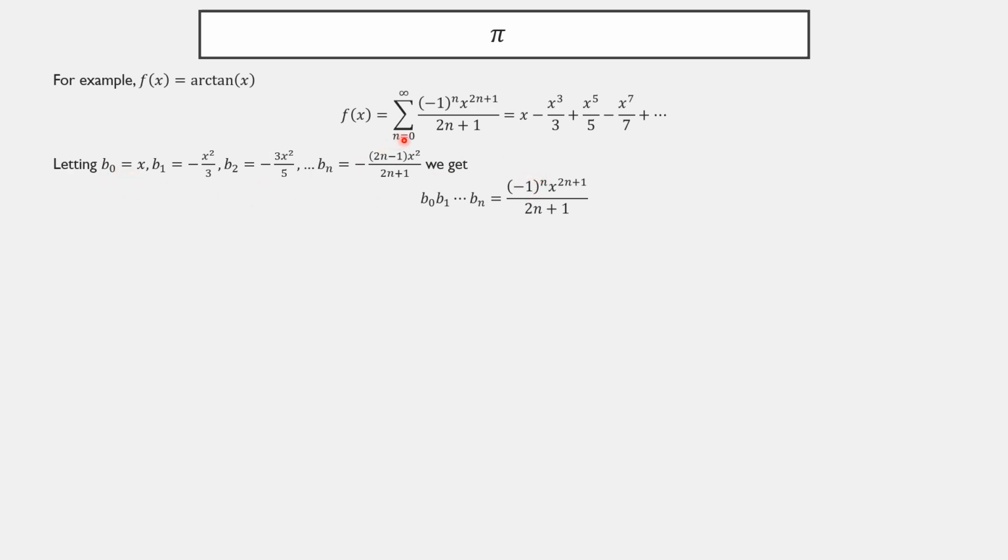How many x's? 2 of them for index 1 through n, that's 2n, plus 1 more, so x to the 2n plus 1. And what number do we have in the denominator? A 1, then a 3, cancel the 3, make it a 5, cancel the 5, make it a 7, cancel the 7, make it a 9, all the way until we introduce 2n plus 1. So this product here of b0 through bn will exactly be the general term of the power series for arctan.